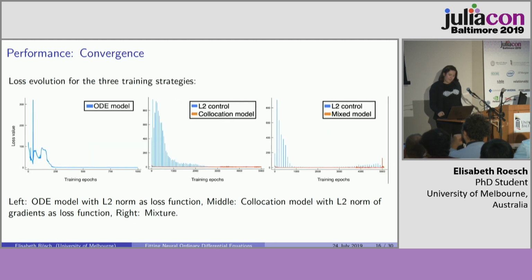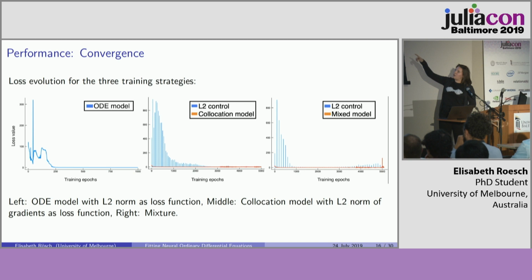And this is probably the nicer thing to look at: how our loss value drops over the training. If you look just at the very left figure, where you can see the ODE model in blue, we do 1,000 training epochs in total, and after about 250, you can see that the loss is already fairly converged, and after that it doesn't change a lot anymore.